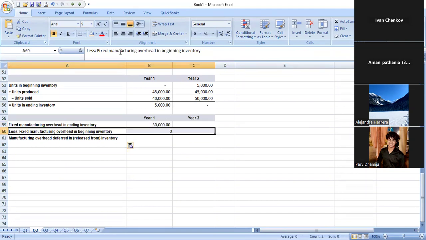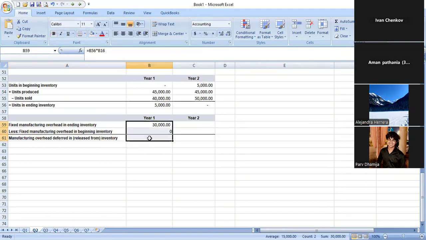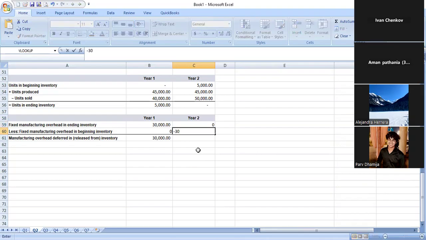and that in our case is $30,000 in the first year, whereas in the second year the fixed overhead which is held in the inventory was 0, but we have minus 30,000, which is coming from the previous year, and that drives the difference. Those two numbers give us the negative 30,000, which is the difference of one year versus the other year.